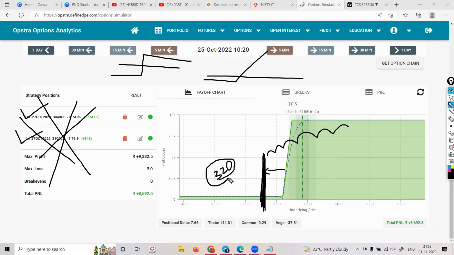Sideways. It went upside and again it came down. So ideally for me, it's a sideways. So then I will roll over to next month. That's it.